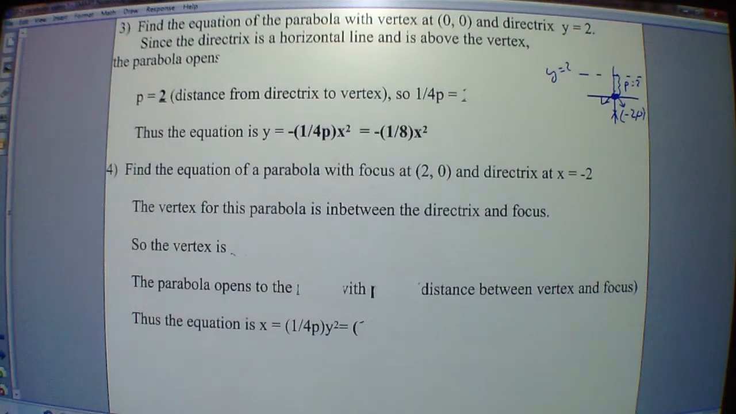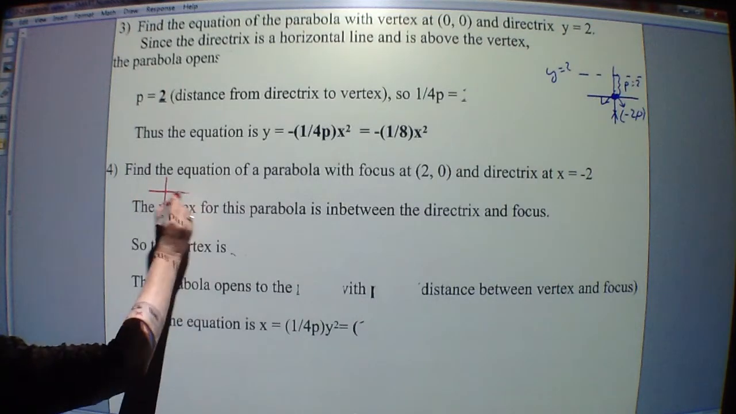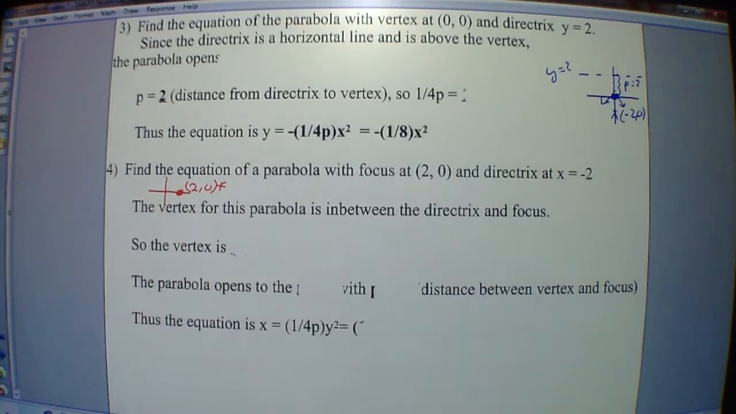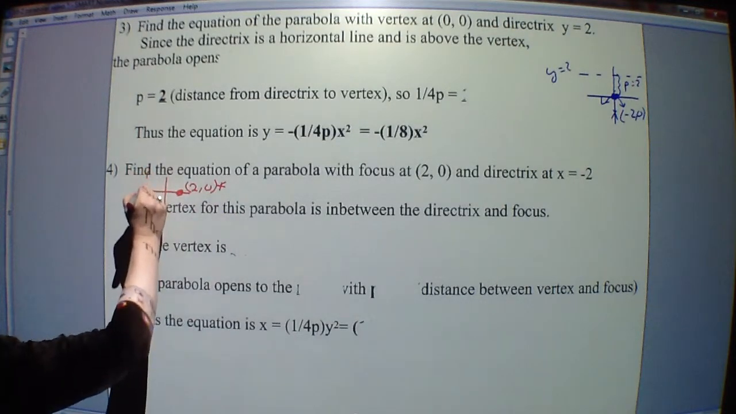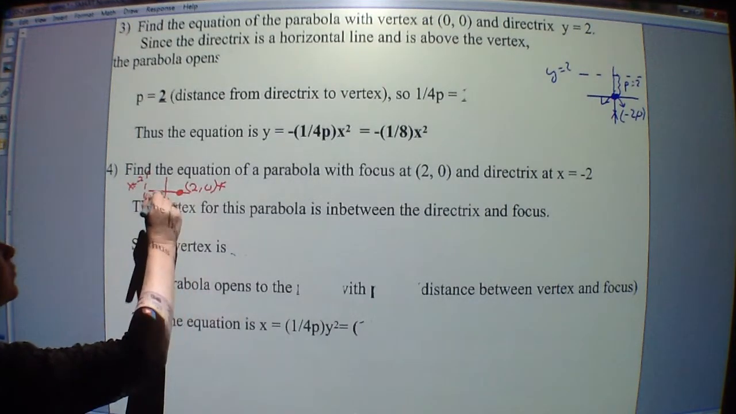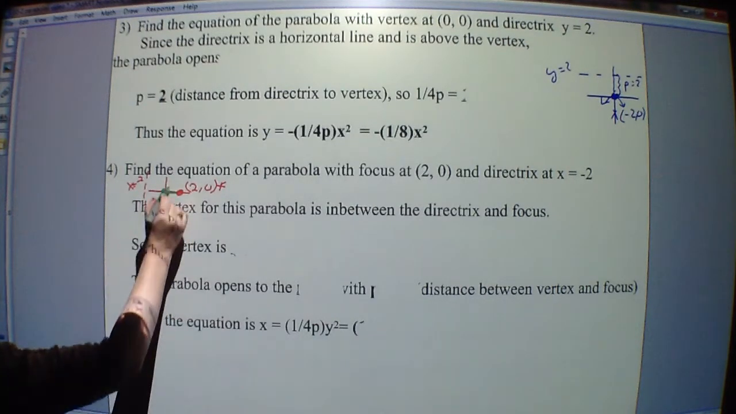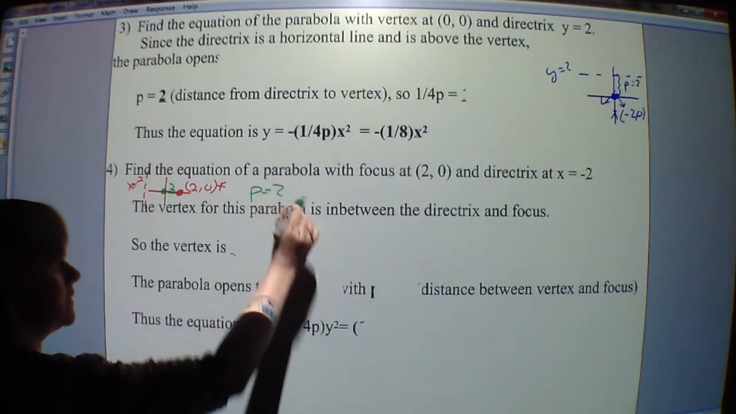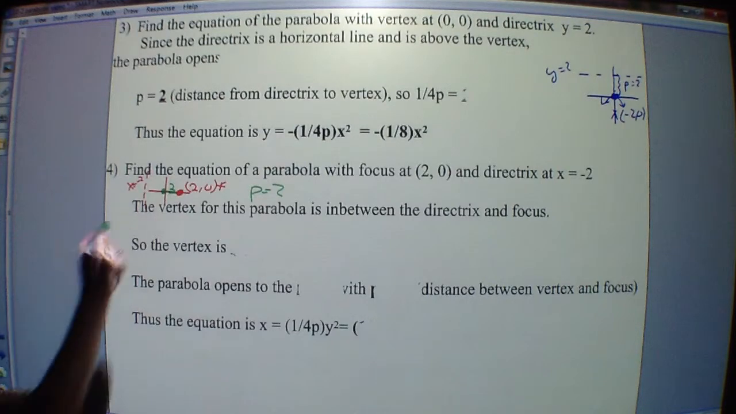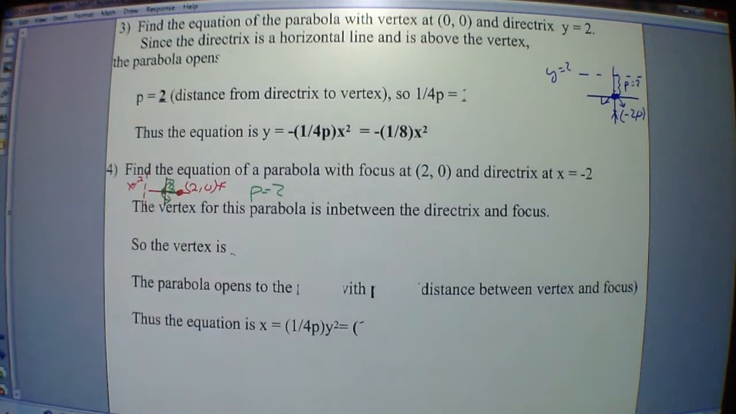And you're done. Next one, find the equation of the parabola with a focus at (2, 0). So my focus is at (2, 0). My directrix is x = -2. My vertex would be halfway in between at (0, 0). That distance right there is 2. The distance p is 2. You should know if the directrix is here and the focus is to the right of that, it opens to the right, because the focus is always inside.